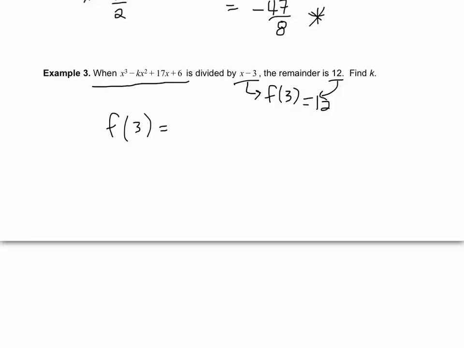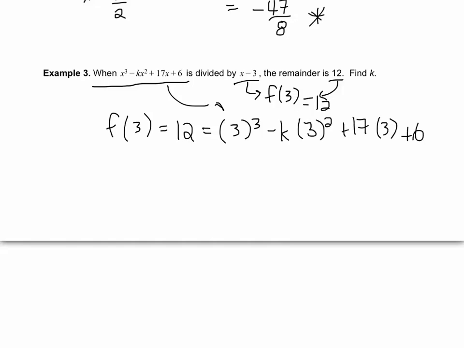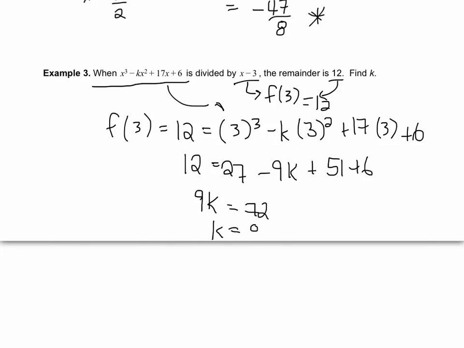F at 3 is equal to 12 and is equal to our polynomial here, which will be 3 cubed minus k times 3 squared plus 17 times 3 plus 6. Going further, we would have 27, and then 3 squared is 9, minus 9k, plus 17 times 3 gives us 51, plus 6. Simplifying further would give us 9k is equal to 72. So k is equal to 8.